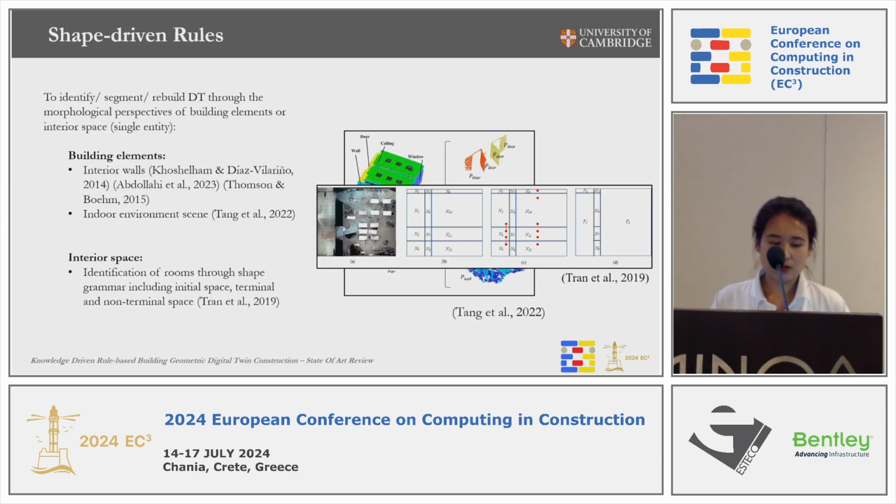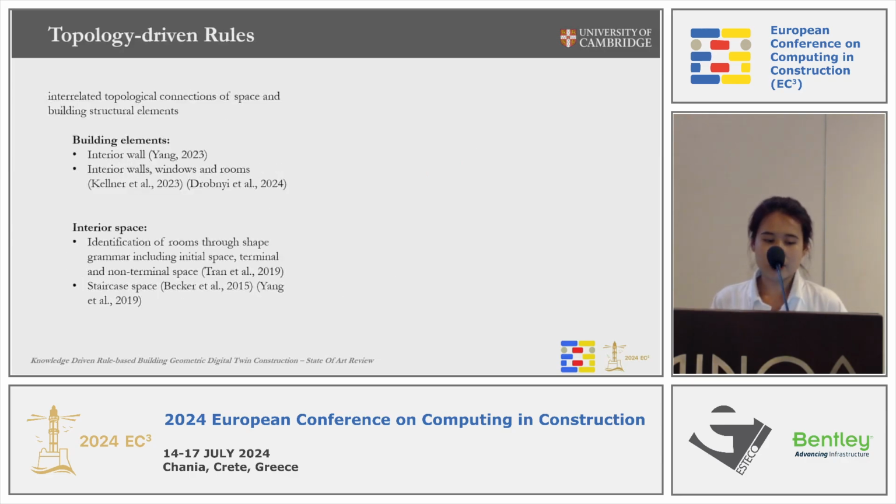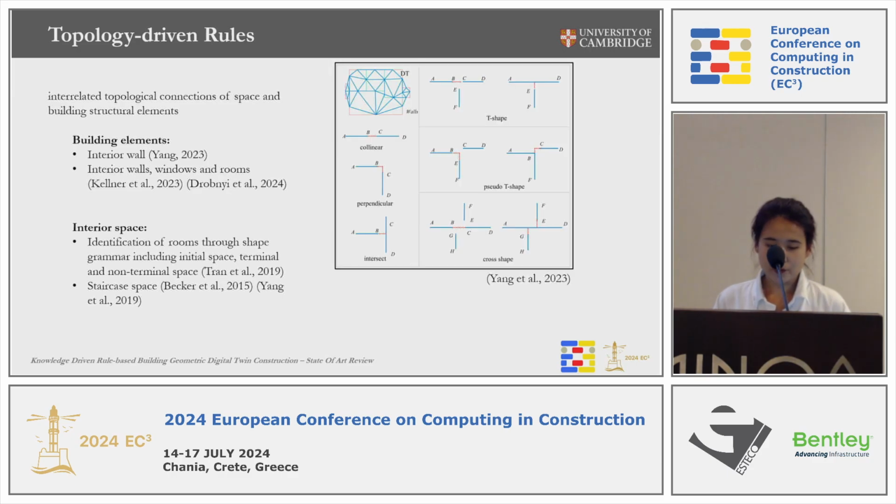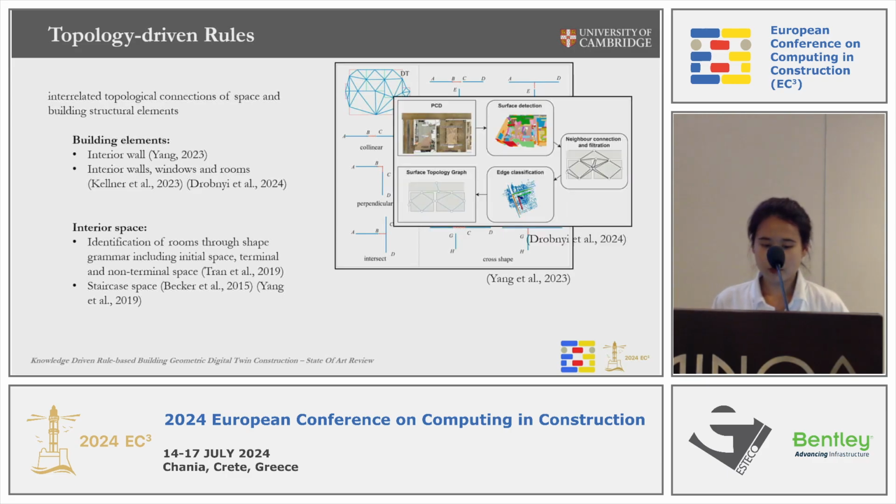And also the interior space, to explore the connection of the different subspaces and then connect them to form a whole room. And then the typology-driven rules are more interesting because many people focus on this part. For example, the connection of the walls. So they predict the connection of the walls to make the connection in the digital twin perfect, especially the joint part of it.